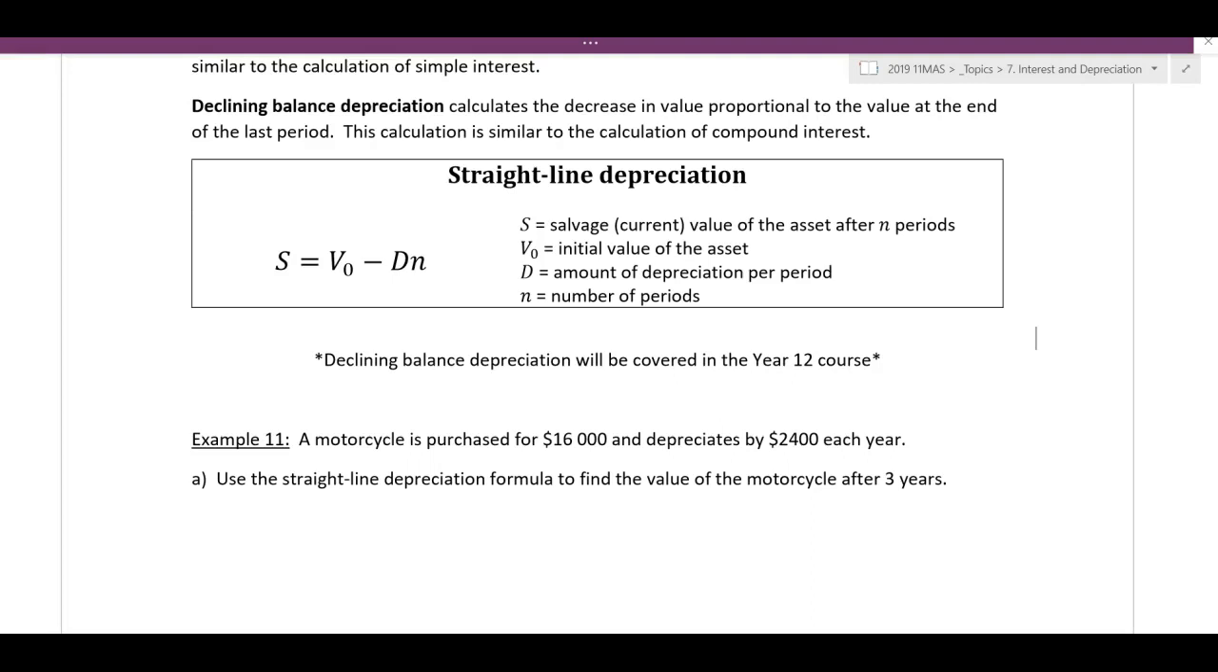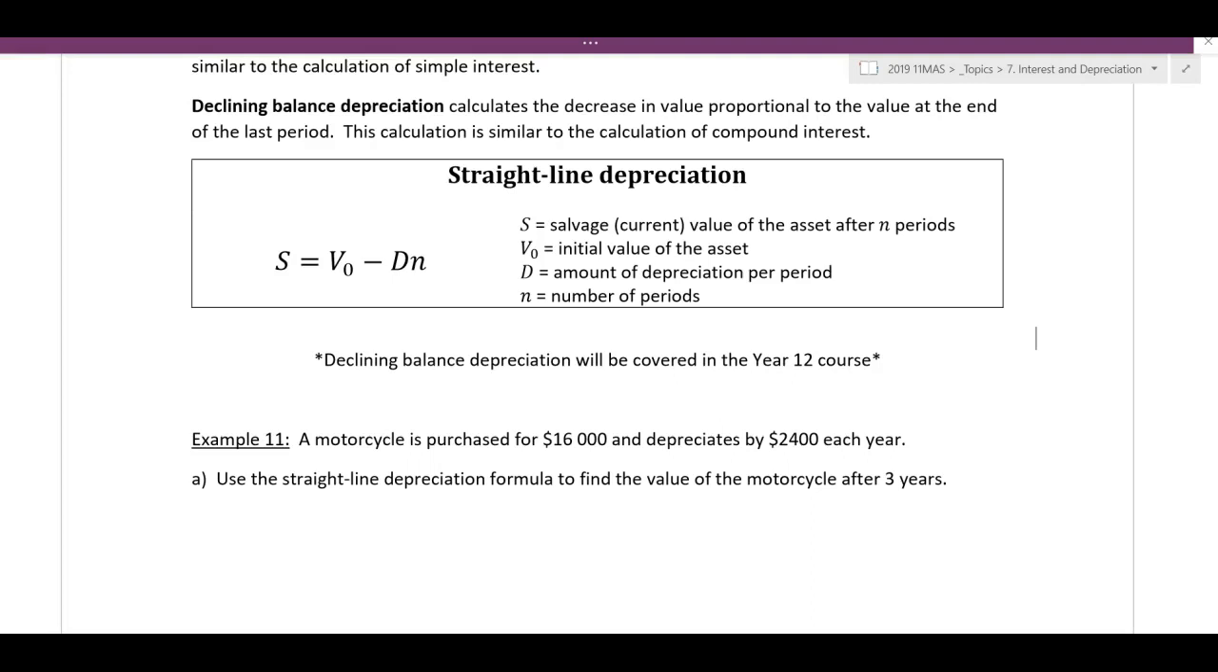My initial value is represented by V subscript 0. That's a bit like our principal. Minus D, where D is the amount of depreciation per year. That's just a dollar figure. Times n, the number of periods. That's been very typical so far. Let's see how we can apply this formula.